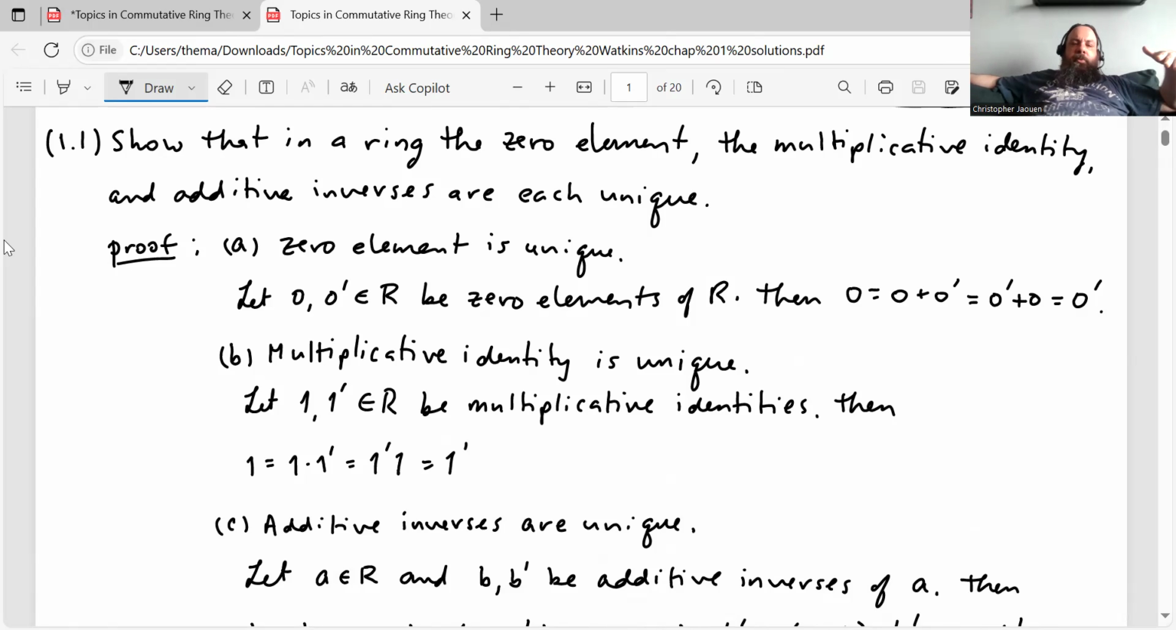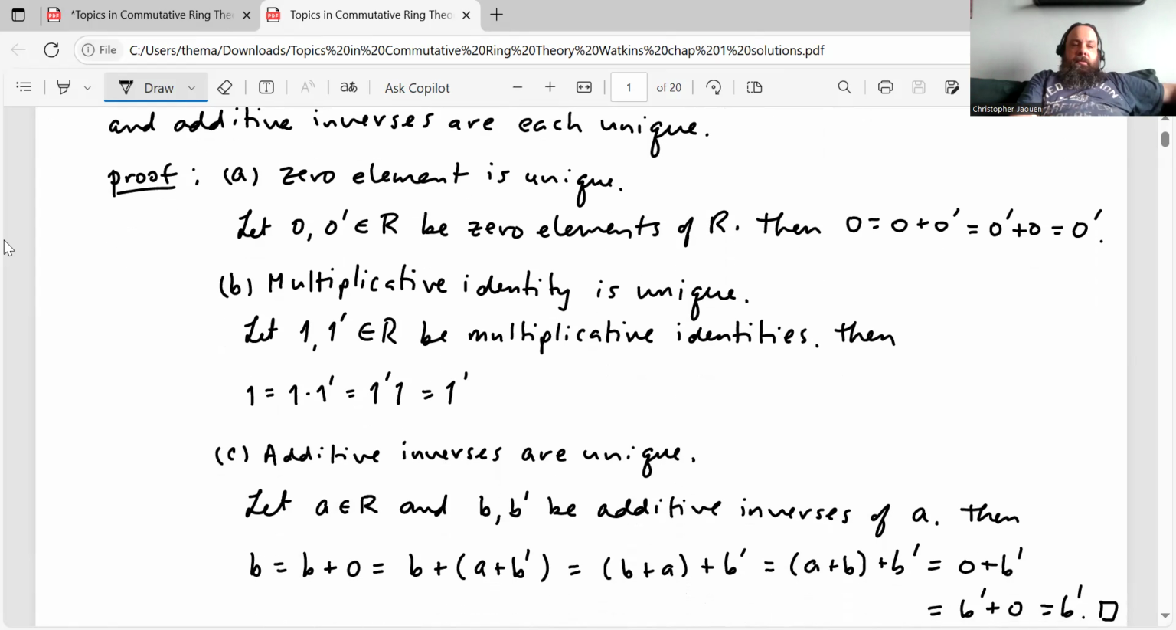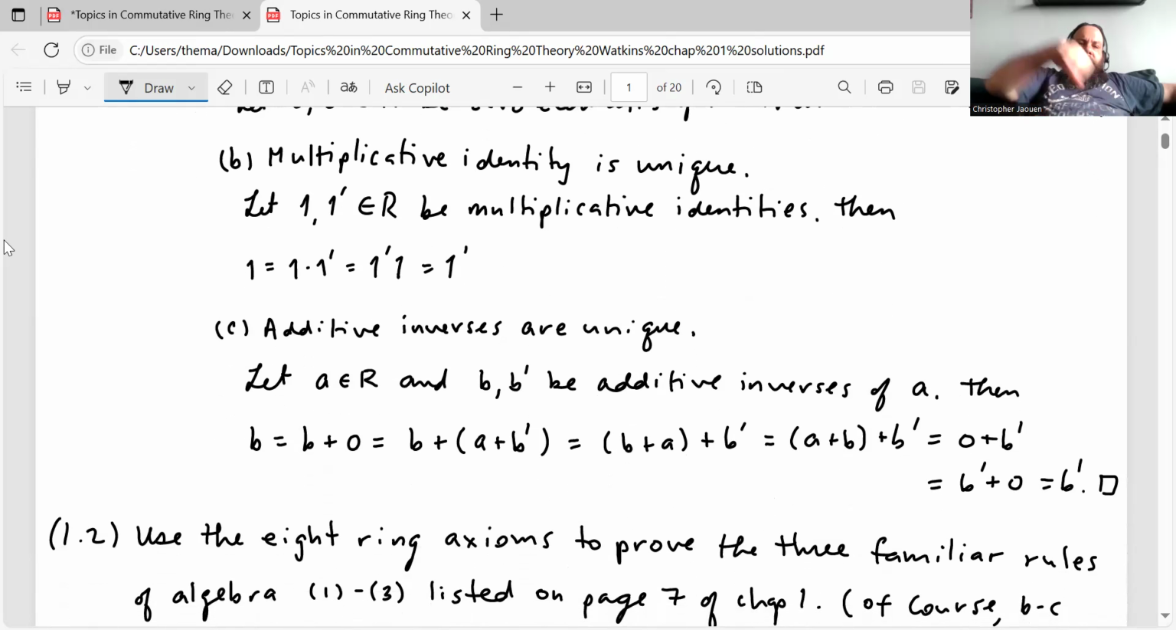We do a similar proof for multiplicative identities, so I won't do it here. You can look at it here. It's virtually the same proof, except with respect to the multiplicative identities and multiplication. So here you can see that multiplicative identities are also unique if they exist. And then C, additive inverses are unique as well.